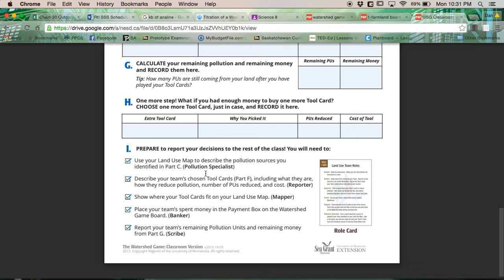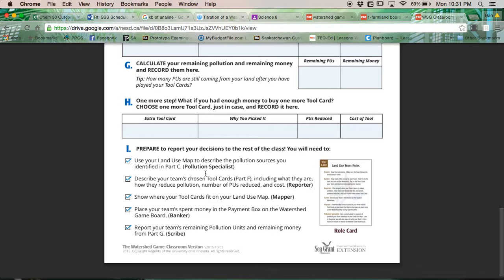You need to explain what the tool card is. So in what way are you going to reduce the pollution? And then you need to explain how the tool card reduces your PU. Okay, so how it reduces the pollution. Finally, you need to explain why you chose the tool cards you did.